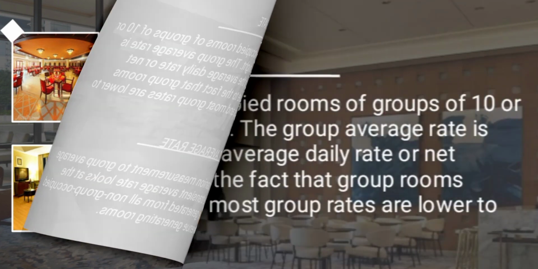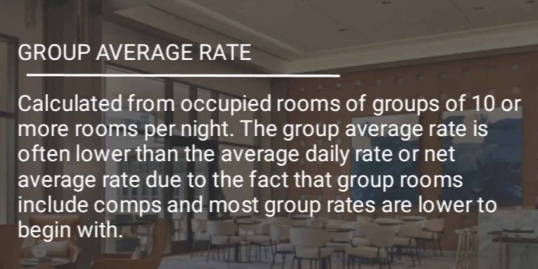To discuss first the group average rate, it is calculated from occupied rooms of groups of 10 or more rooms per night. The group average rate is often lower than the average daily rate or net average rate due to the fact that the group rooms include comps and the room rates are lower to begin with. Based on research, the group rate by definition is a uniform rate charged to any one of the group or block of guests within a given territory. It is also called a blanket rate or a block rate.